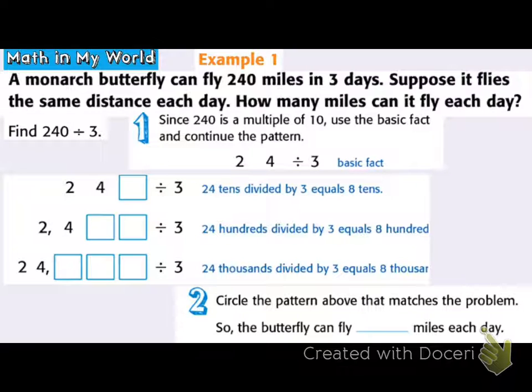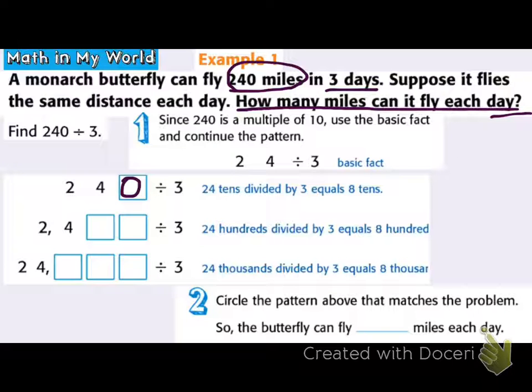All right, we're at example 1, math in my world. A monarch butterfly can fly 240 miles in 3 days. Suppose it flies the same distance each day. How many miles can it fly each day? Well, I underline the question. Question mark means I have to have an answer. How many miles can it fly each day? Well, 240 miles in 3 days. So I'm going to take 240, the dividend, and put that into 3 equal groups. 3 is the divisor. So 240 divided by 3.